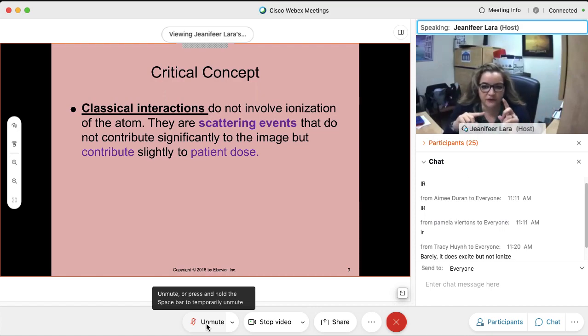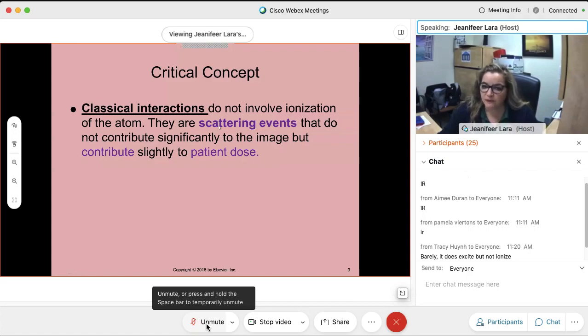I really should be more specific, because I think the new content specifications for the ART just came out, and they are moving totally towards SI units. Not for your exam when you graduate, but for the class that's coming in, I'm going to be talking strictly SI from now on. So I might as well get into the habit of it. So grays, perfect. Classical interaction, Compton scattering, coherent interactions, they all contribute to slight patient dose. No image, but patient dose.